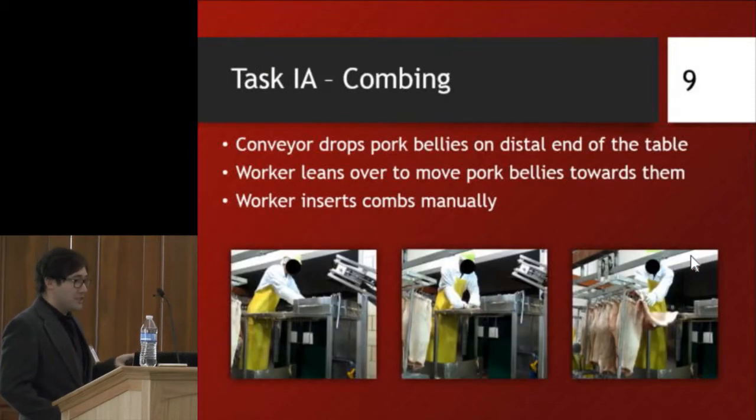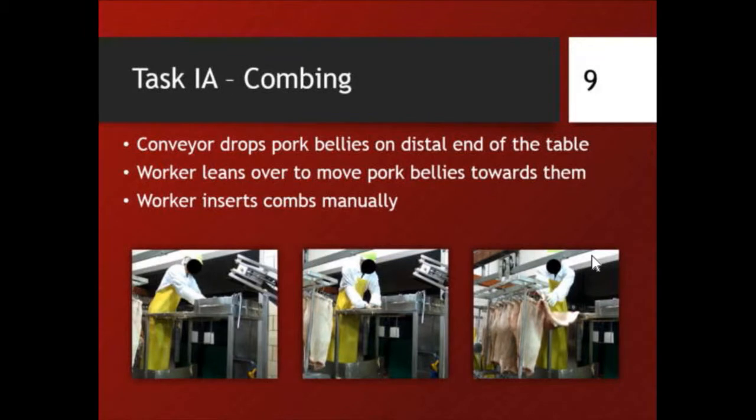Moving on to our first task, the combing task involves a conveyor belt that drops the pork belly onto the distal end of the working table. The operator actually leans over to grab the pork belly and pulls it towards them, where they then apply the comb by applying a significant amount of force with their hands.